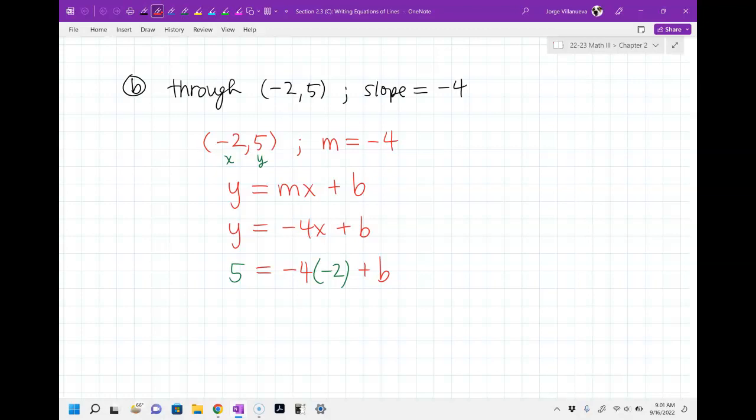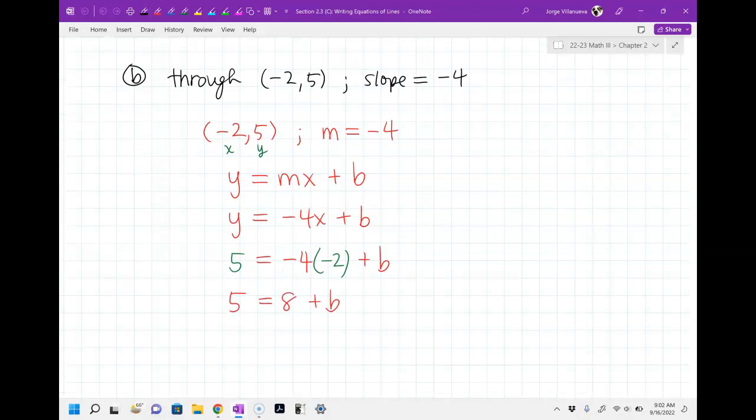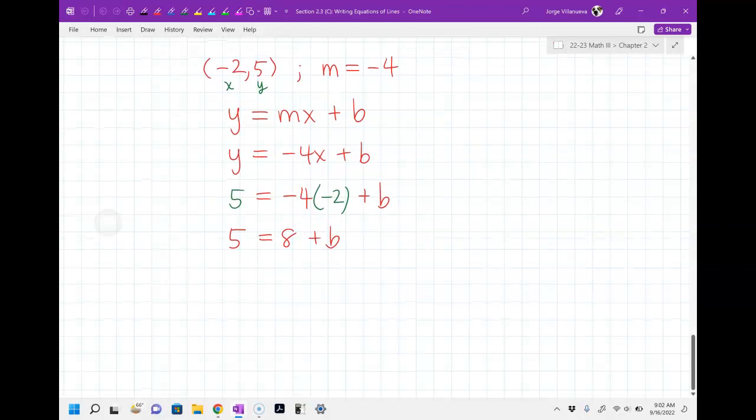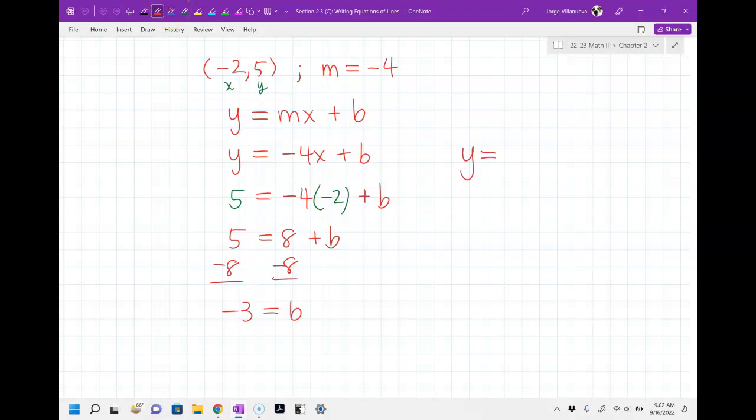Well, -4 times -2 is a positive 8. And to get b by itself, all I have to do is subtract 8 on both sides. So if I subtract 8 here and here, I get -3 equals b. So now that I know what b is and I know what m is, I can write my formula. y equals -4x minus 3. And there's my answer.